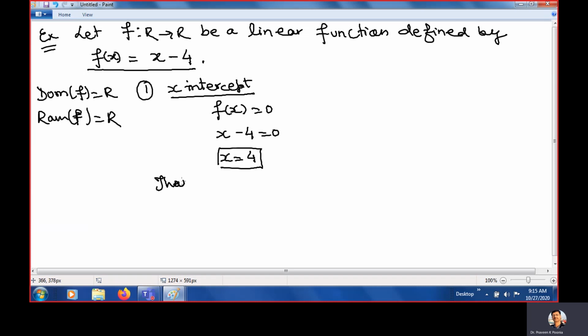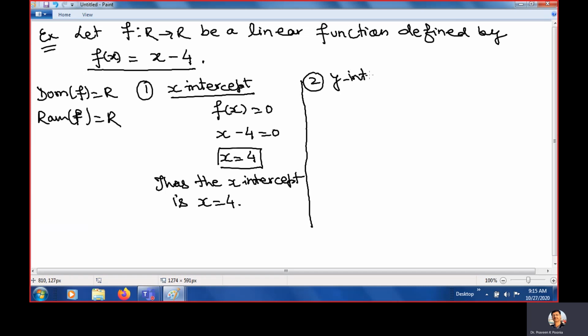Thus, the x-intercept is x equal to 4. Similarly, if you calculate the y-intercept, how much will you get? Put x equal to 0. X equal to 0 means f(0) is equal to 0 minus 4. So f(0) is equal to minus 4.